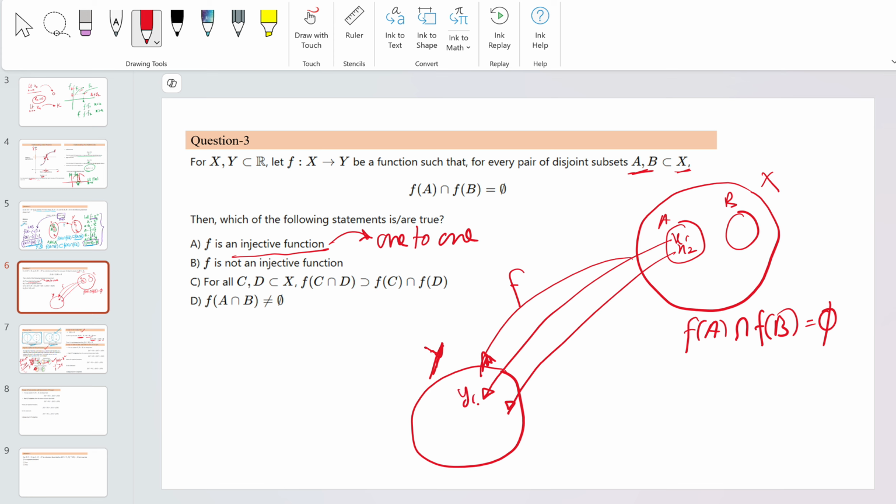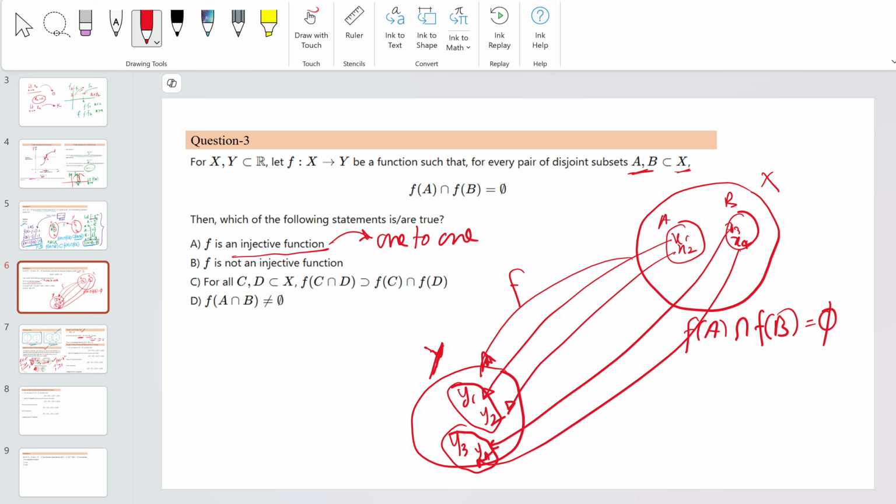Suppose this is y1, y2. And here also x3, x4 will be there, so they will be mapped to y3 and y4. But it will not be the case that y1 and y2 are equal to y3 and y4. So they are actually disjoint sets in the output as well. So it means that f is an injective function when f(A) intersection f(B) is phi. So option A is correct, B is actually false.